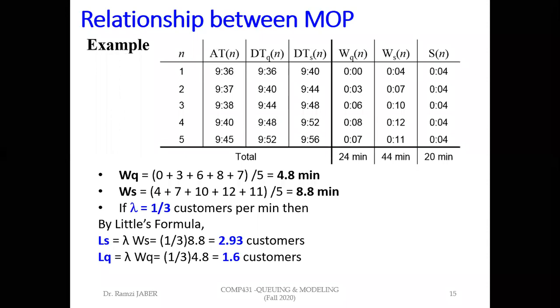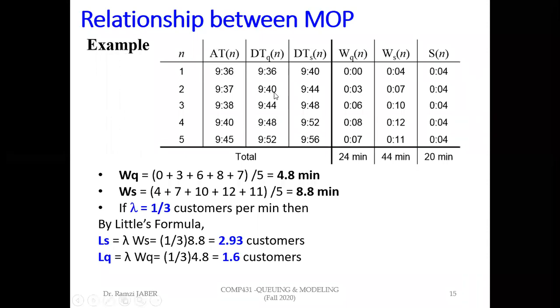Is lambda given? Always, lambda and mu are given, unless we give you LS and WS and ask you to find lambda; then we give you the two. But usually lambda and mu are given. Here we didn't use mu. In the next lecture we will use mu, in equations with mu. But in this example we calculate LS and LQ.